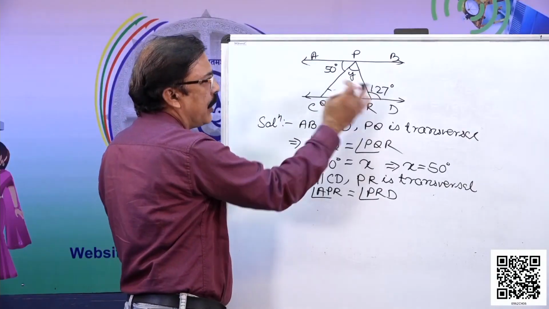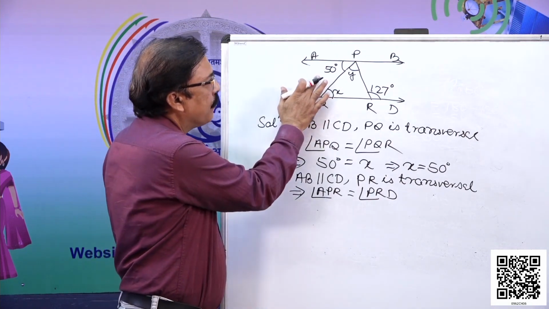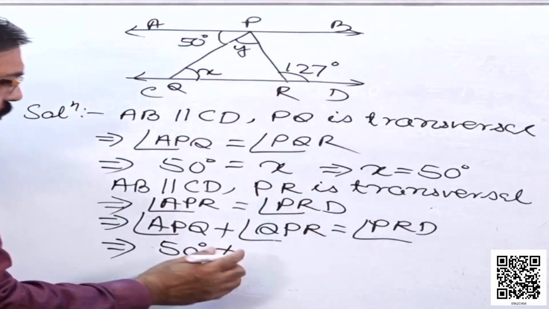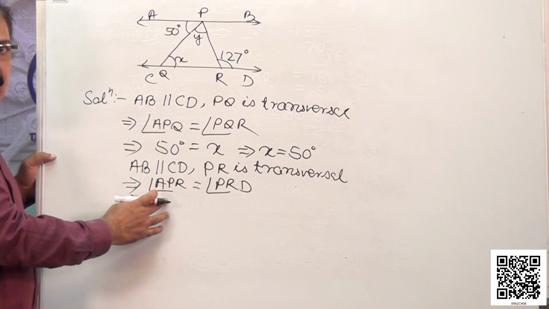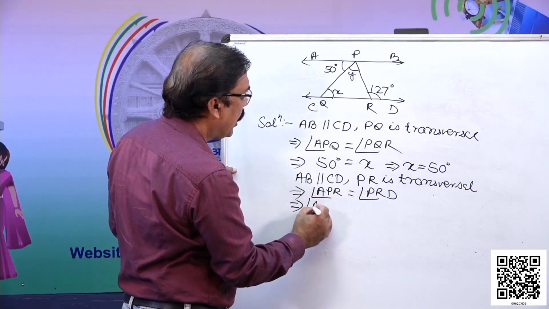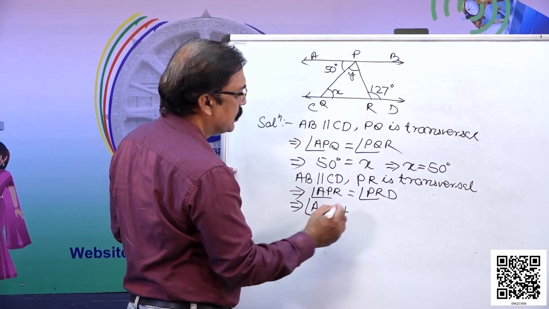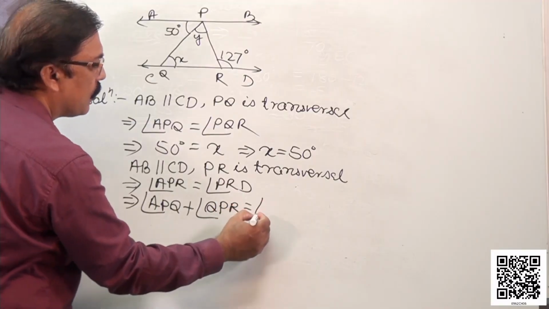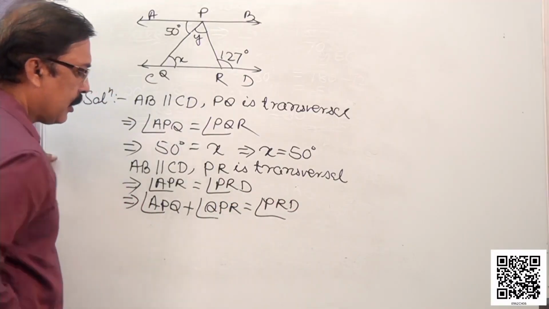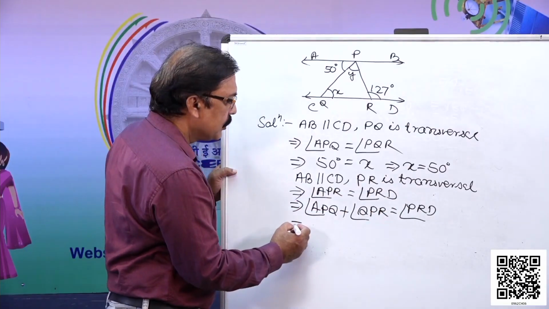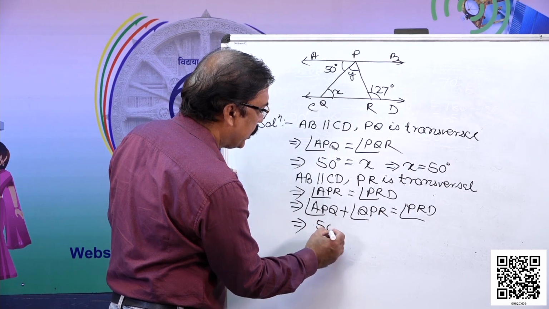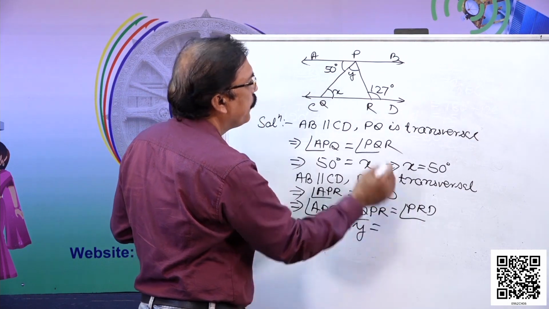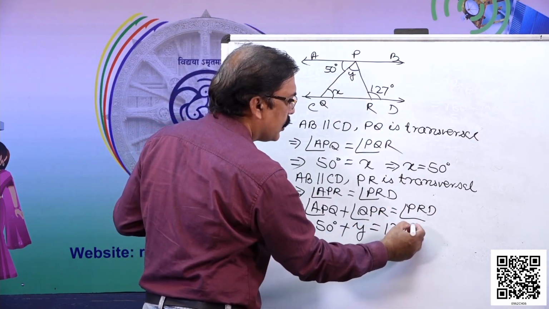See, angle APR is made from two adjacent angles. What is that? APQ, QPR. So, in place of APR, we can write angle APQ plus angle QPR is equal to angle PRD. Now put the values of these angles. APQ is 50 degrees plus QPR is y degrees and PRD is 127 degrees.